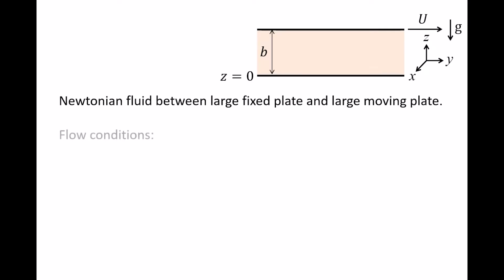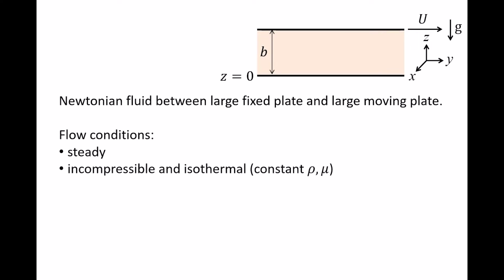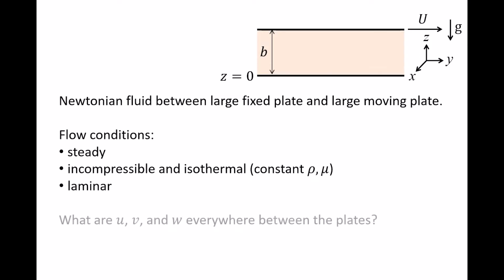We want to analyze the flow between the plates under the following conditions. The flow is steady, which means the velocity field does not change in time. The flow is incompressible and isothermal, which means the density ρ and absolute viscosity μ are constant. We also will assume the flow is laminar. Under these conditions, we want to determine the velocity components u, v, and w everywhere between the plates.